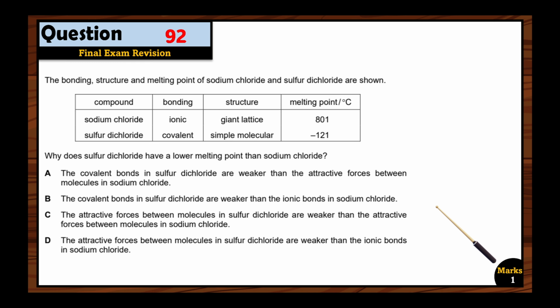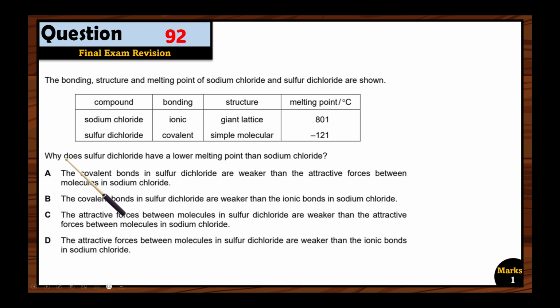Question 92. The bonding structure and melting points of sodium chloride and sulfur dichloride are shown here. Okay. So if you see sodium chloride, metal and non-metal. So it's an ionic compound. Sulfur dichloride, sulfur is a non-metal. Chlorine is also a non-metal. So this one is a covalent compound. This one is an ionic compound.